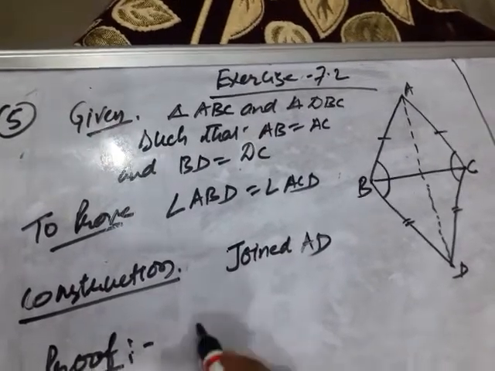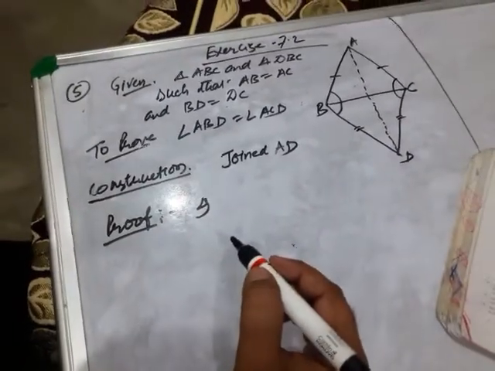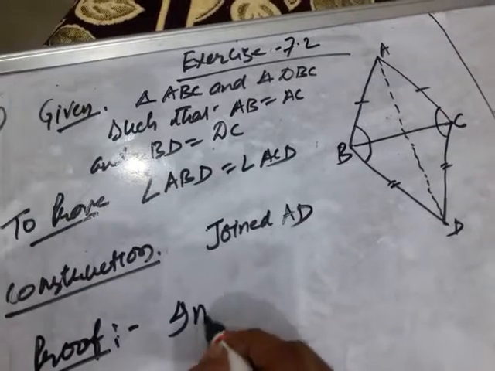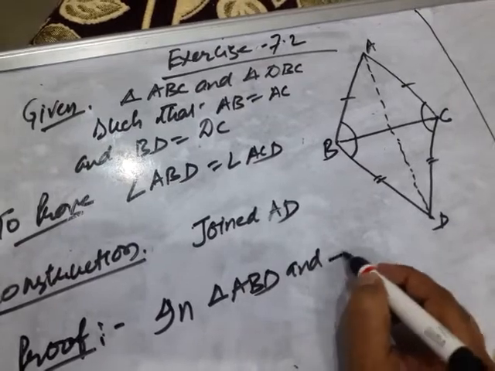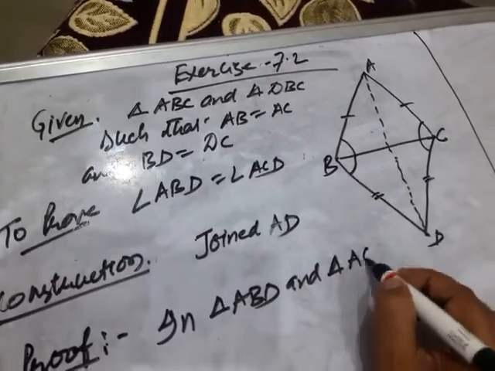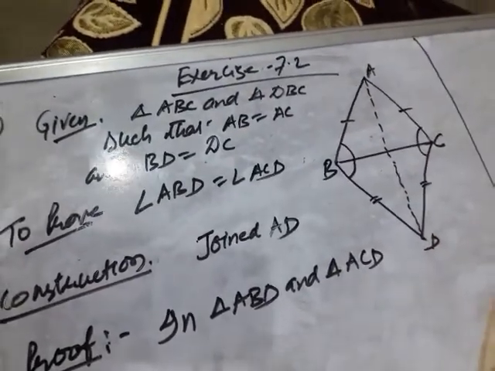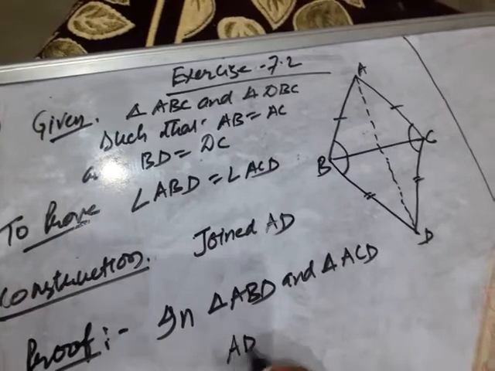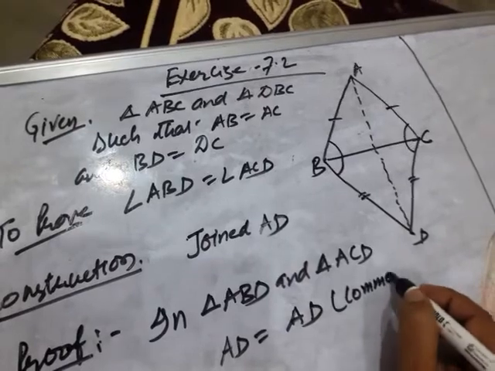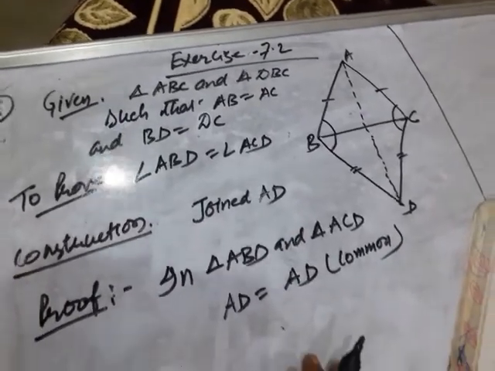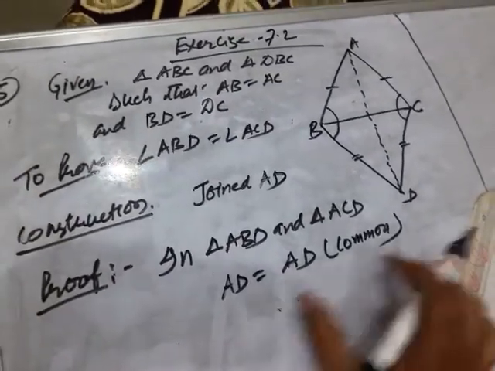Proof. Okay, children, let us see in triangle ABD and triangle ACD. Triangle ABD means this triangle and triangle ACD means this triangle. What do we have? AD equal to AD, that is common, children. Okay, this AD equal to AD, that is common.